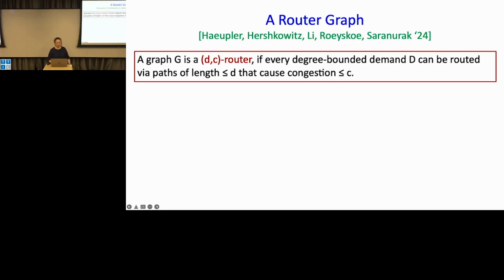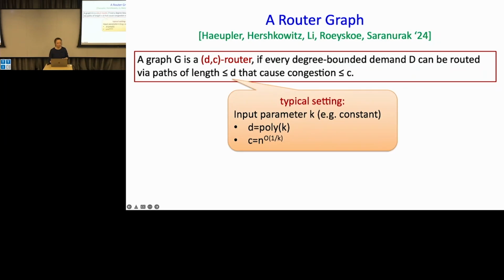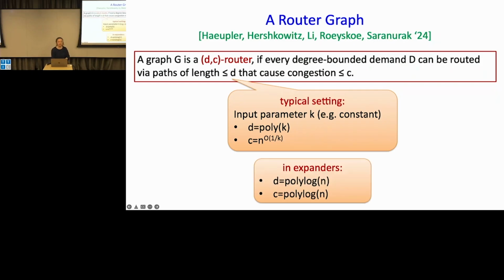So what's a router graph? A graph is a (d, c)-router if every degree-bounded demand can be routed inside this graph on paths of length at most d and with congestion at most c. So for intuition, typically, we are given as input some parameter k that is usually a large constant or a slowly growing function of n. And then we want d, the length of the routing path, to be at most poly k, and the congestion to be at most n to the 1 over k. For comparison, in expanders, we get d polylog n and congestion polylog n. So what happens here is that we want to get much shorter paths at the expense of a little higher congestion.